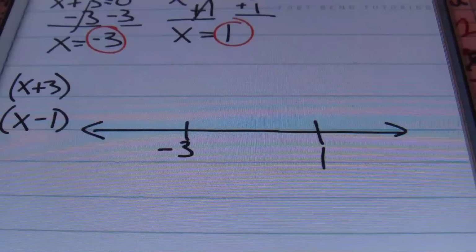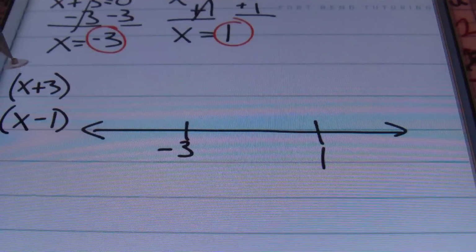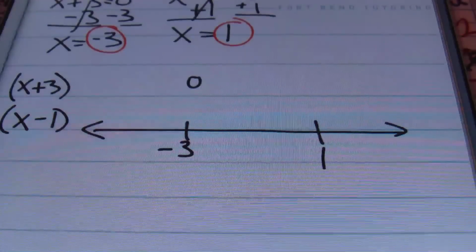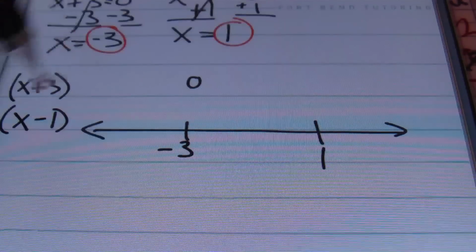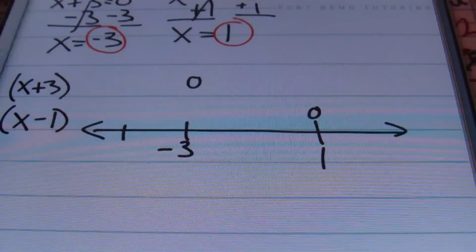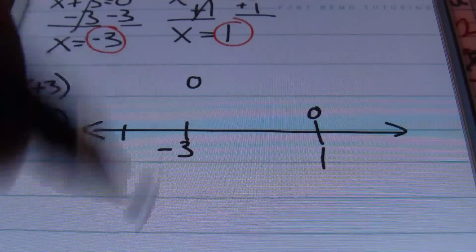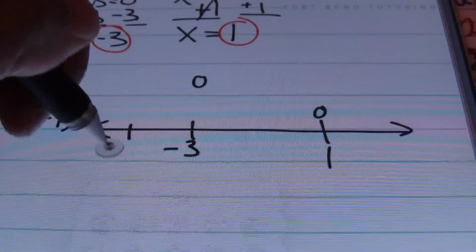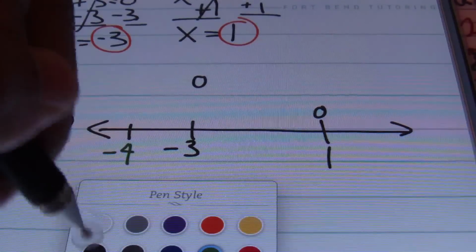We know that at negative 3, if plugging negative 3 into the first factor, you'll end up with 0. If I plug positive 1 into the second factor, you'll end up with 0. So next, we'll be finding a test value to use in our sign chart. Let's use negative 4 for our test value.